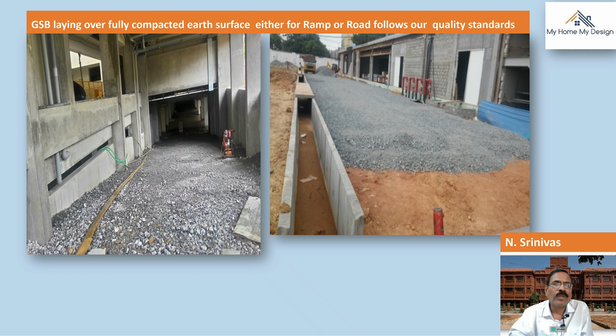Here you can see GSB laying over fully compacted earth surface, either for a ramp, this is a ramp, and road. See, on the road, before doing all these things, the drains have been maintained in line and level and everything. It will act as a retaining wall to retain the earth for the road here. And then on the well compacted surface, the GSB has been laid, and again the roller is coming here. The roller will do the work here. Compaction has to be done in layers. Like this, a uniform surface can be built.